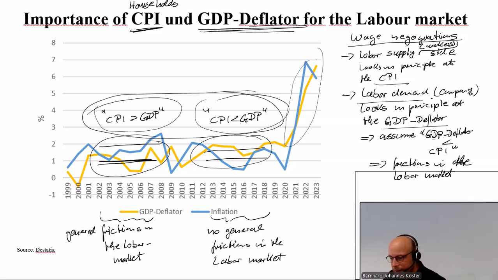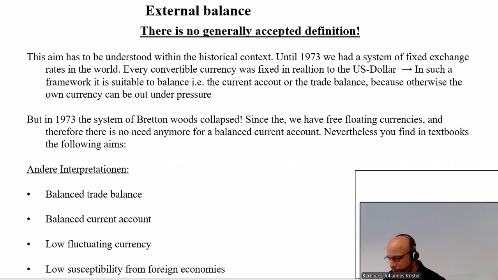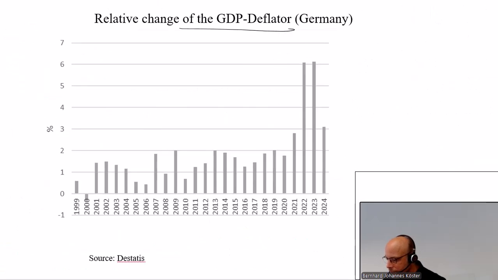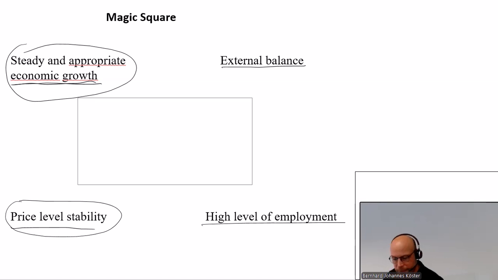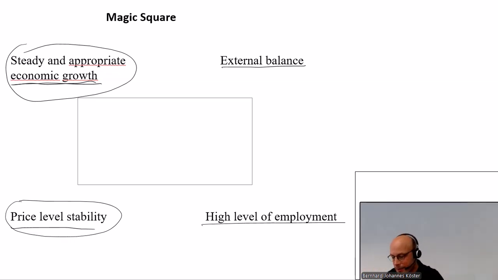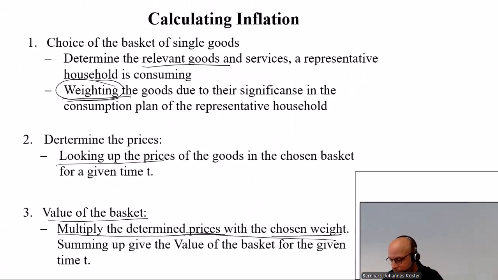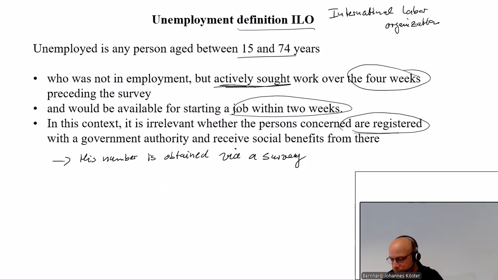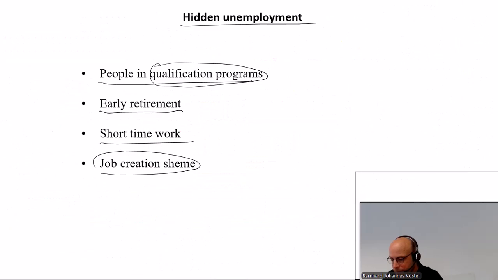Okay, and then we come to the last one of our four aims. Where do we have it? Here. The external balance. And we will not spend that much time on this aim.